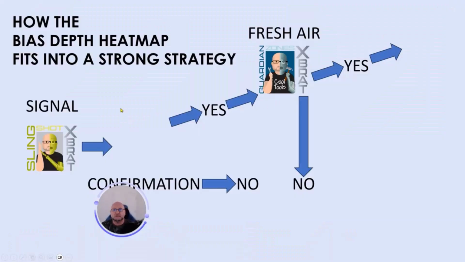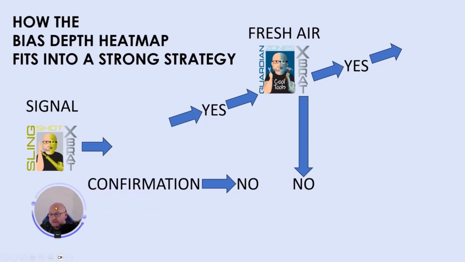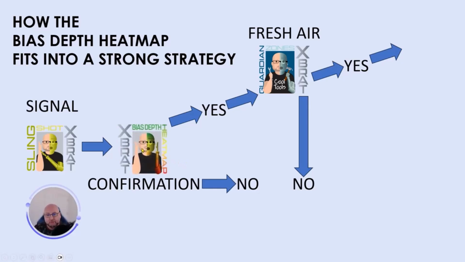So how the bias depth heat map fits into a strong strategy. This is my philosophy, and it's been this for 20 years. It's even in my book that's called Confluence, Not Coincidence. So how does it fit in? And this is important. First of all, a lot of people get a signal, and it doesn't have to be one of our signal generators from xBrat, but I've just put the Slingshot in there as an example. When you get a signal, you shouldn't act on it straight away. You need that confirmation, and this is where the bias depth heat map comes in.